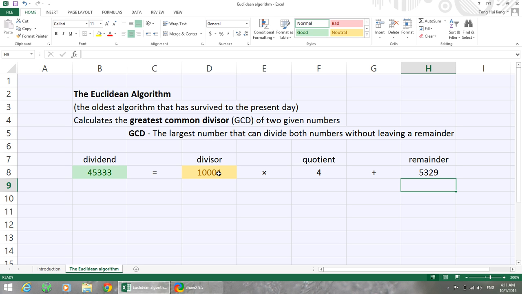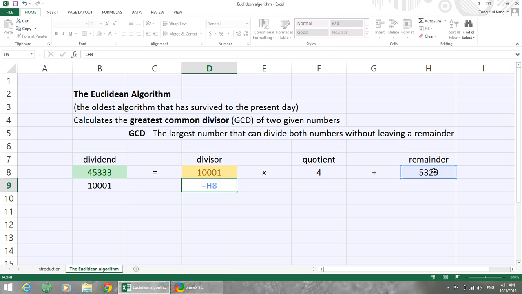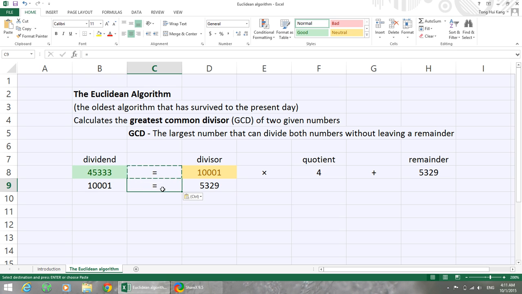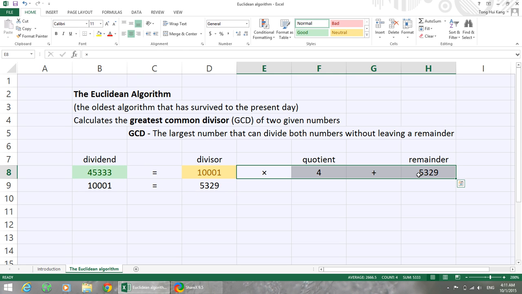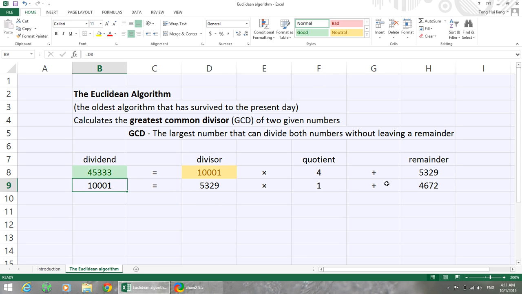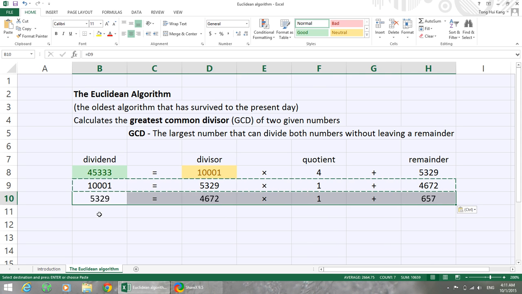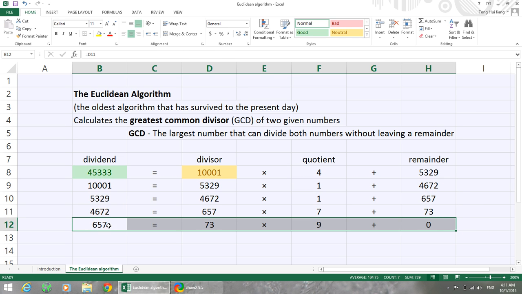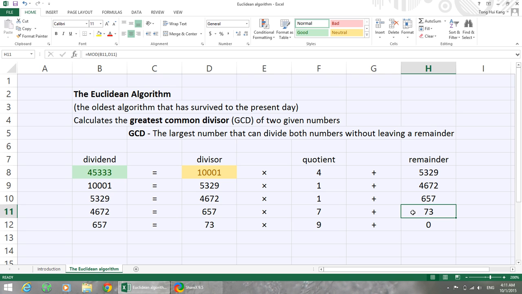We call this an algorithm because it can be repeated or reiterated. So the divisor is now the dividend, and the remainder is now the divisor. And similarly, we calculate the quotient and the remainder. You can check that both of these equations are true. We repeat until we get 0 as a remainder. There you go. The greatest common divisor of 45333 and 10,001 is 73.